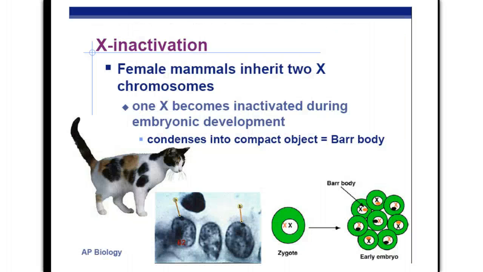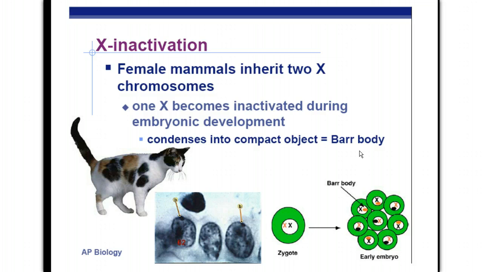All right, X inactivation. Female mammals inherit 2 X chromosomes, but only one is active during the adult life of the female. So the other one, and this is randomly assigned, becomes inactivated. And this is called a Barr body. An inactivated X chromosome is called a Barr body.